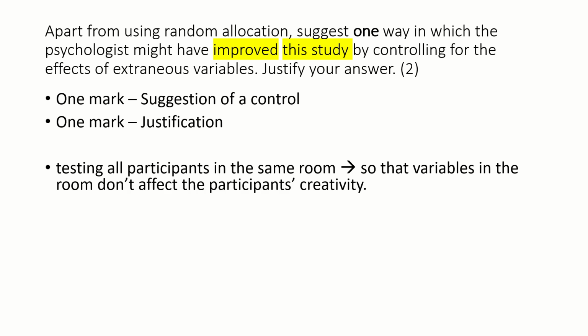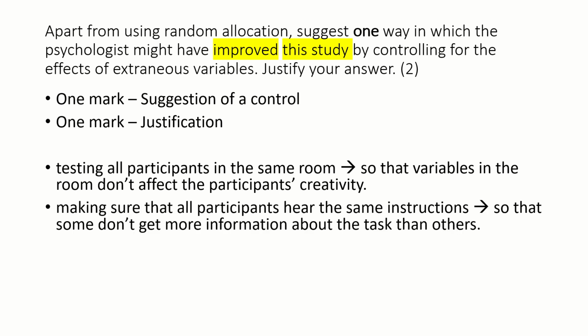Okay, you get 1 mark for suggesting a control and 1 mark for explaining why it would be a good control. So the first mark, for example, test all participants in the same room. That's 1 mark. So that variables in the room don't affect the participants' creativity. I've mentioned creativity and I've mentioned the same room, so that would get me the marks. Okay. Make sure that all participants hear the same instructions, or if you mentioned standardized script, that works well, so that some don't get more information about the task than others.